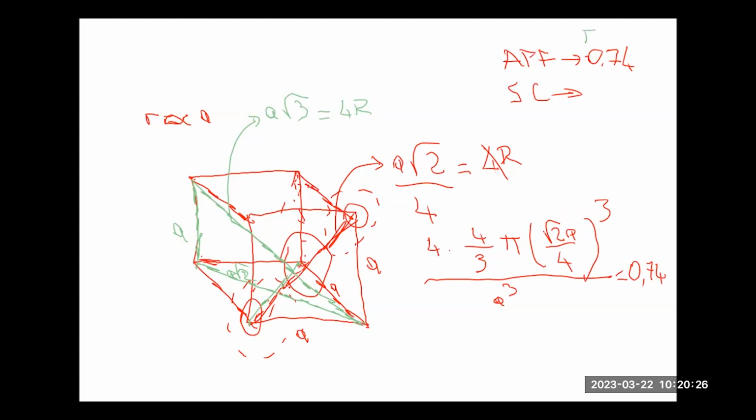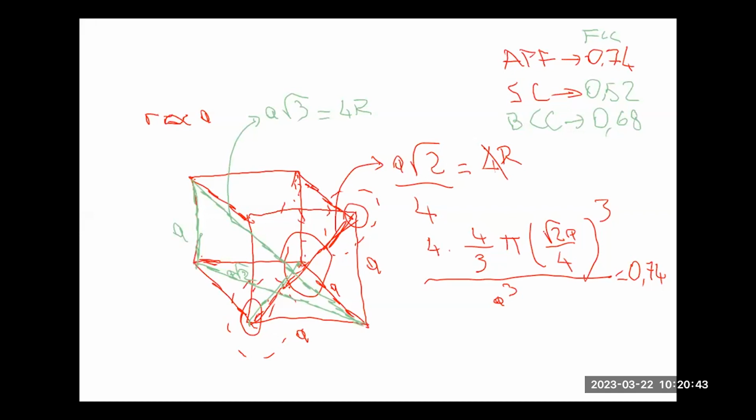So this is for FCC. Simple cubic should be 52. For BCC, it should be around 60. 68. All right.